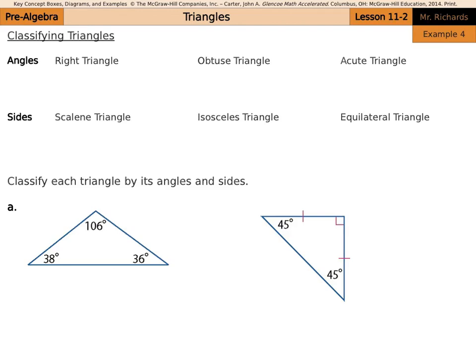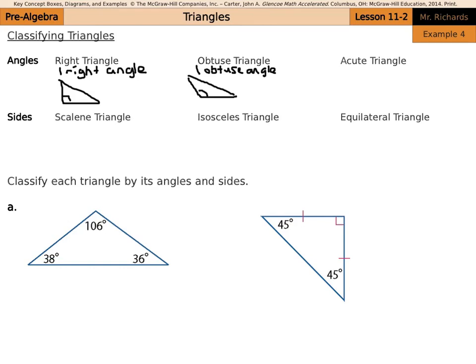In our last set of examples, we get to classify triangles. And so we can do this by angles and sides. Now, if we have one right angle, this is going to be a right triangle. And so we would have something that looks like this, where we have the one right angle. An obtuse triangle has one obtuse angle, an angle that's larger than 90 degrees. And that's an obtuse angle.